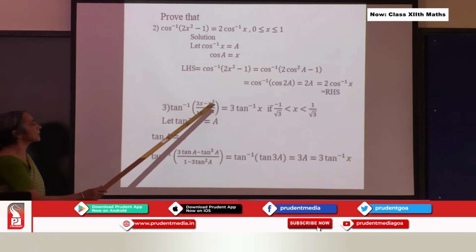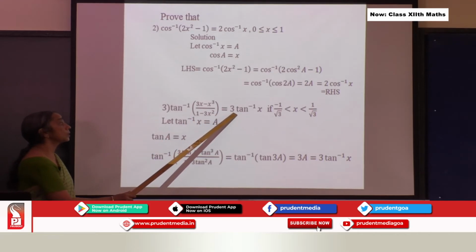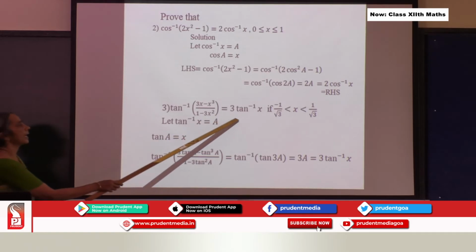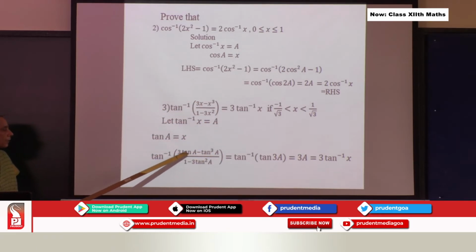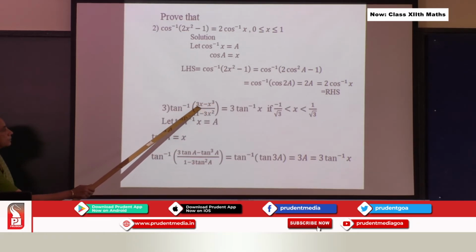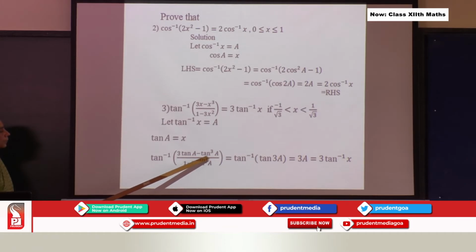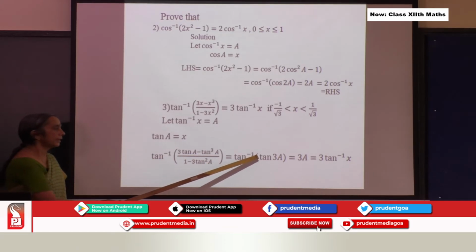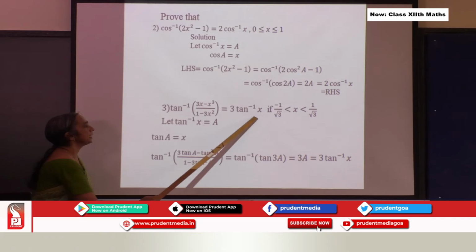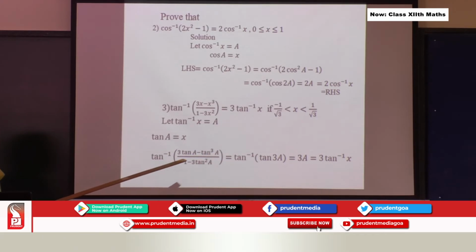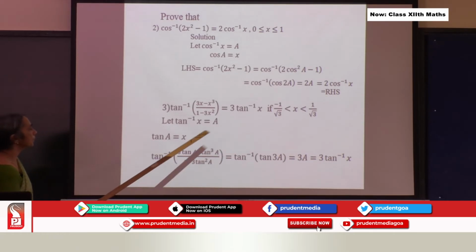Now tan inverse of 3x minus x cube upon 1 minus 3x square is equal to 3 tan inverse of x. So here we take tan inverse of x as A, so tan A is x. Here, when you substitute for x, which trigonometric formula are you getting? 3 tan A minus tan cube A upon 1 minus 3 tan square A, which you have learned in 11th standard, is tan 3A. So tan inverse of tan 3A is 3A, which is equal to 3 tan inverse of x. In the LHS, I substituted tan A for x. So we are getting 3 tan inverse of x, that is RHS.